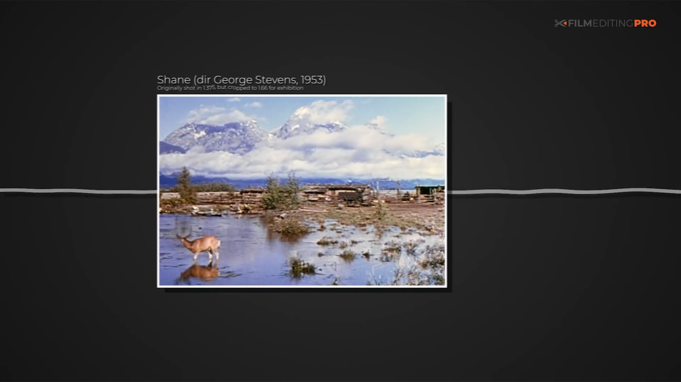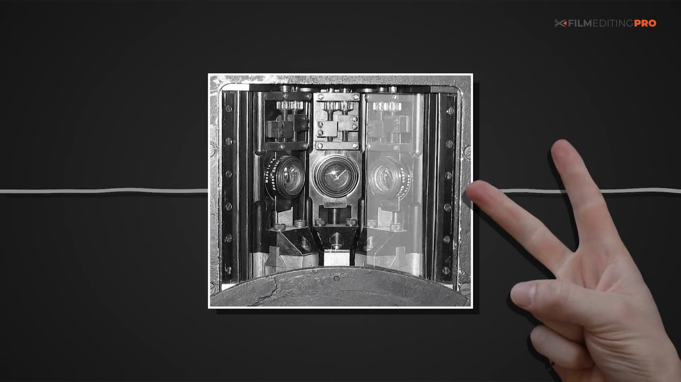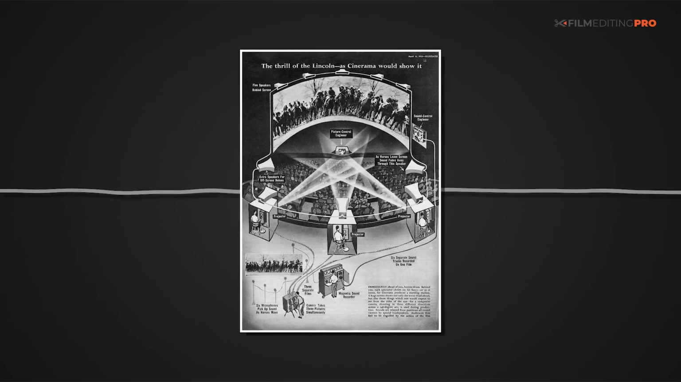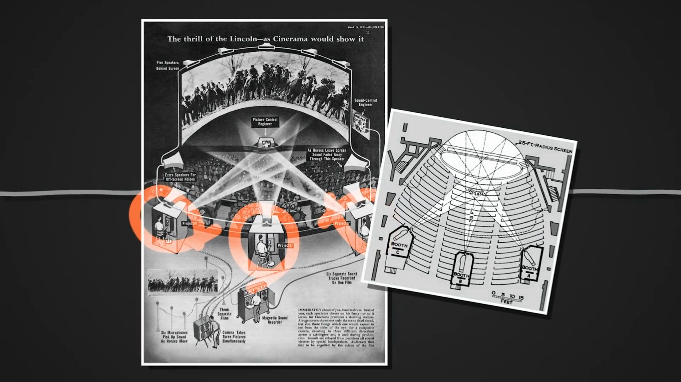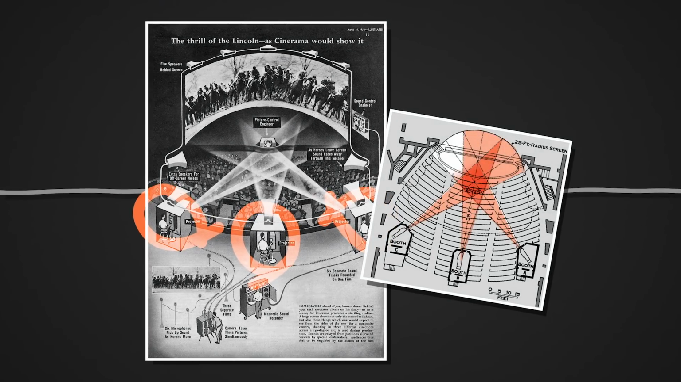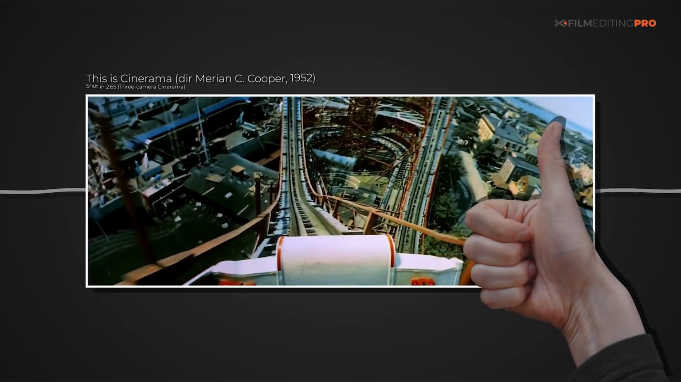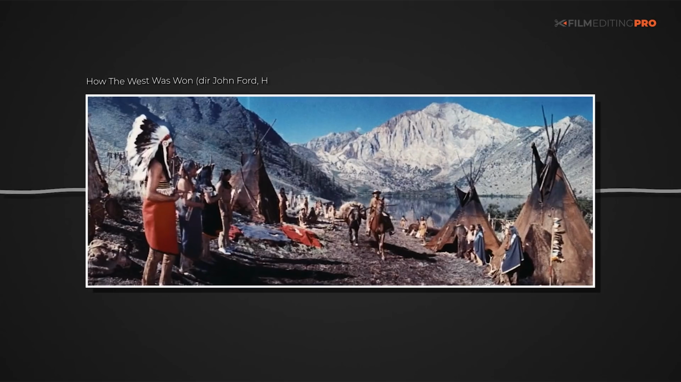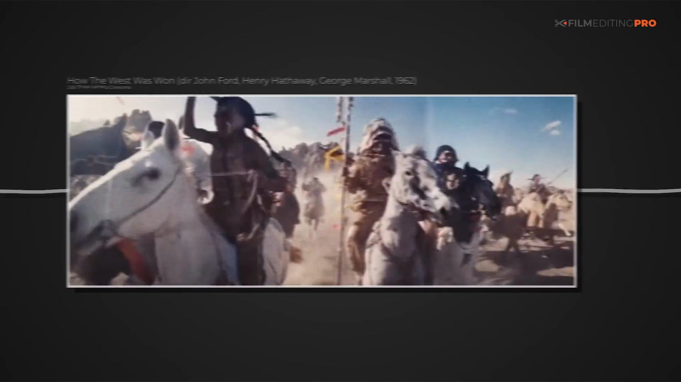To solve this problem, in 1952, Cinerama was devised. On set, 3 35mm cameras were sandwiched together in an arc. In the cinema, 3 synchronized projectors seamlessly stitched the triptych back together on a huge 90-foot wide screen. Audiences loved it. Widescreen was here to stay, but before it could go mainstream, a better solution was required.